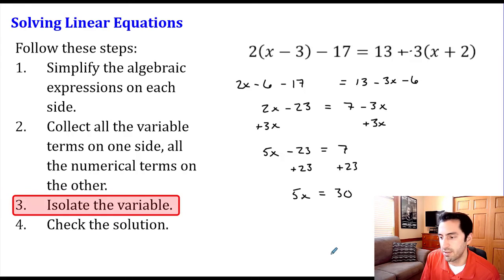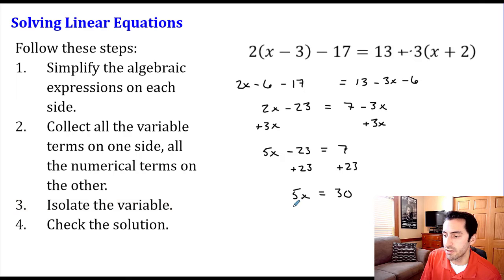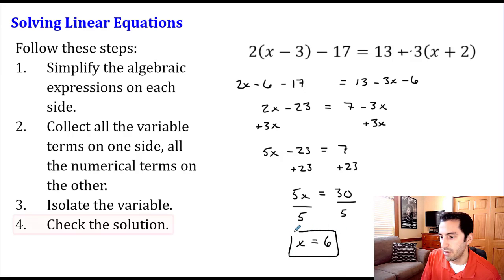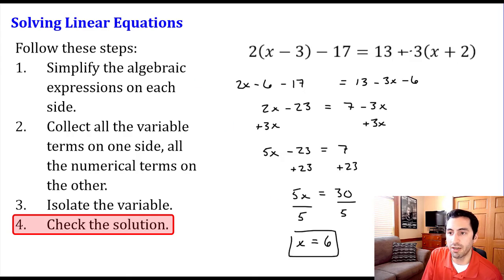Step 3, we need to isolate the variable. So right now I have 5 times x. I want this to be just 1x. So I need to think inverse operations here. If I'm multiplying by 5, to undo that, we want to divide by 5, since multiplication and division are inverse operations. So dividing both sides by 5, we get our final answer. 30 divided by 5 is 6. So there we go. And then our last step is we should double check this.